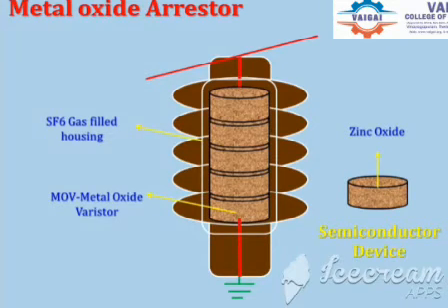Whenever the voltage is more than the rated voltage, the semiconductor device will conduct and the heavy voltage flows through the semiconductor device to the ground. Before the rated voltage, it will not allow any current or voltage to the circuit. Whenever heavy voltage occurs, the semiconductor will conduct and allow the high voltage to the ground.